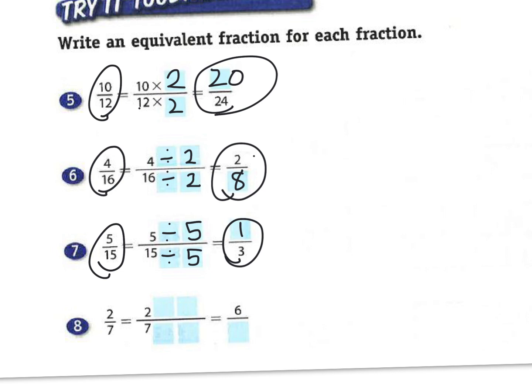And number 8 on this page, 2/7 equals something with 6 as the numerator. Well, 2 times 3 equals 6. If we do times 3 on top, we have to do times 3 on bottom. 7 times 3 is 21. So that means that 6 over 21 is the same as 2/7.